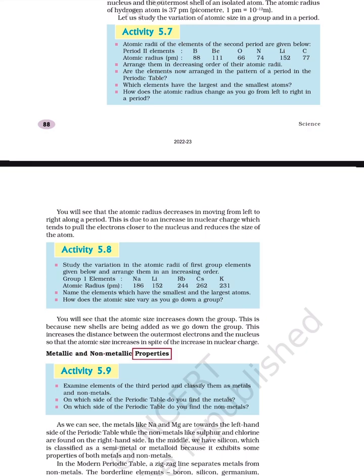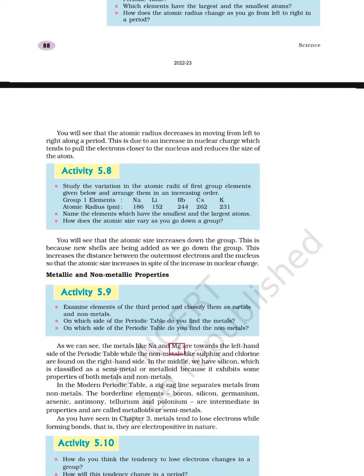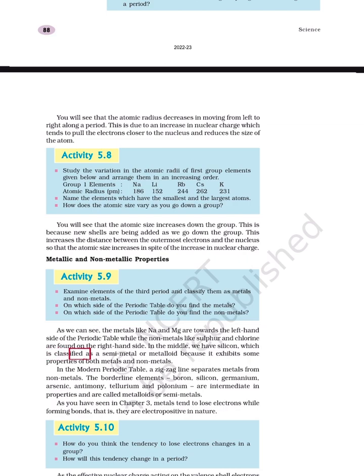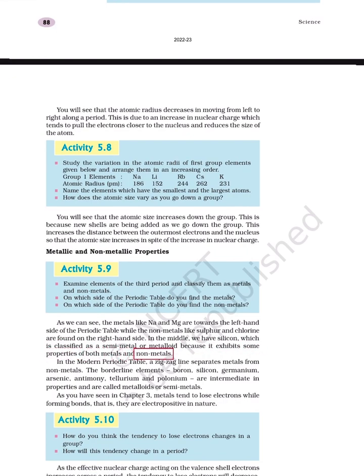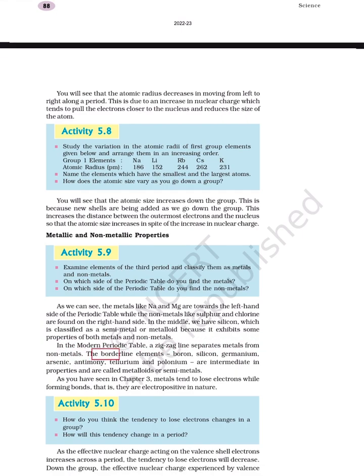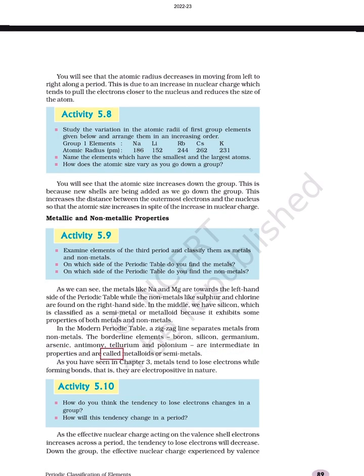Metallic and non-metallic properties. As we can see, metals like Na and Mg are towards the left-hand side of the periodic table, while non-metals like sulfur and chlorine are found on the right-hand side. In the middle, we have silicon, which is classified as a semi-metal or metalloid because it exhibits some properties of both metals and non-metals. In the modern periodic table, a zigzag line separates metals from non-metals. The borderline elements boron, silicon, germanium, arsenic, antimony, tellurium and polonium are intermediate in properties and are called metalloids or semi-metals.